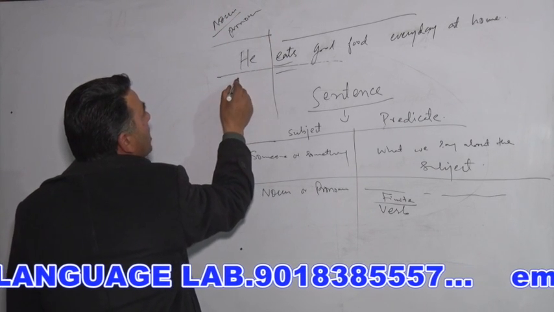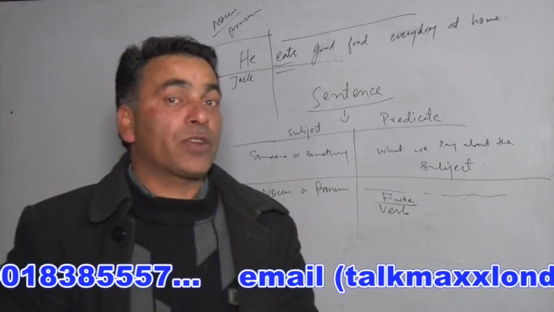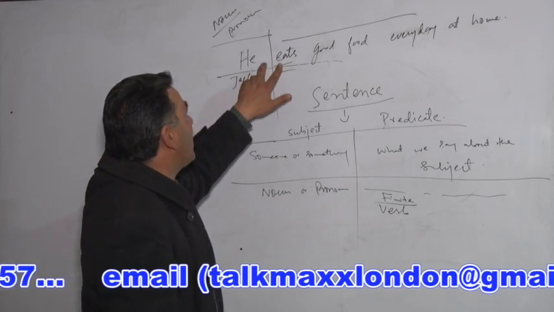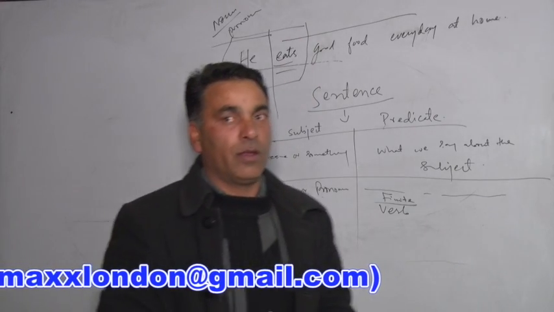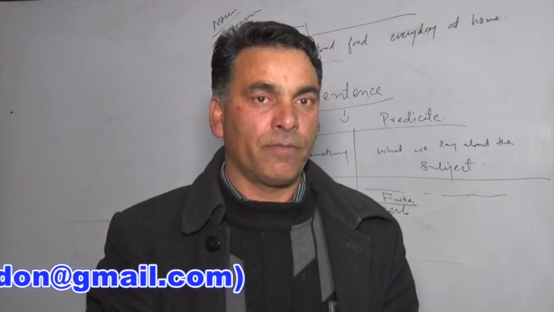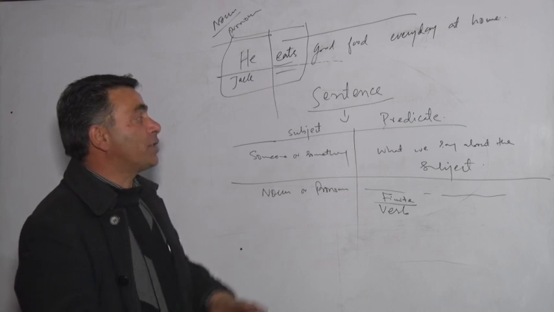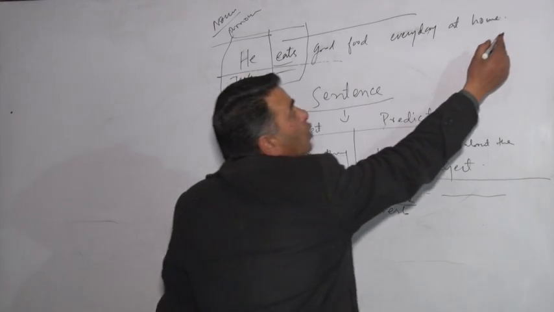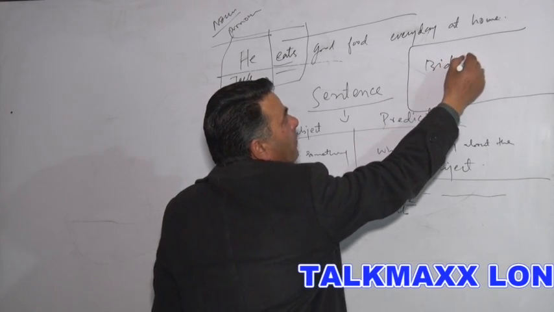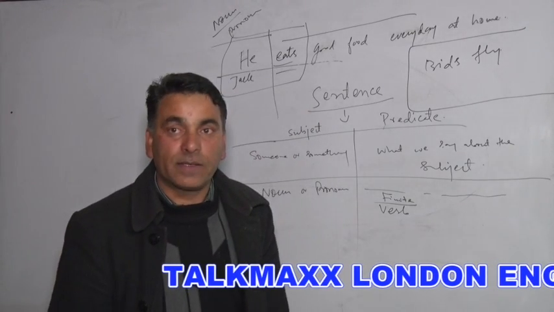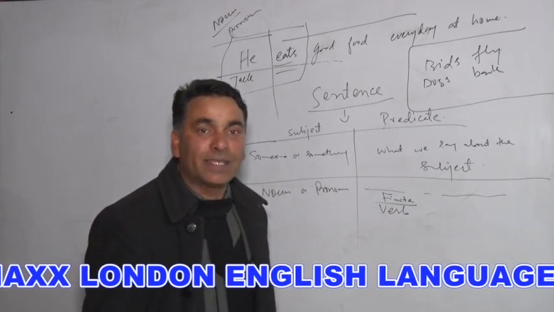Say for example, in place of he, I put here Jack eats good food every day at home. Now if I take either of the two away, if I take the subject away or if I take the finite verb away, the sentence won't exist. Why? Because these are the two existential elements. Sometimes we have sentences of two words only. For example, birds fly is a complete sentence. Dogs bark is a complete sentence.